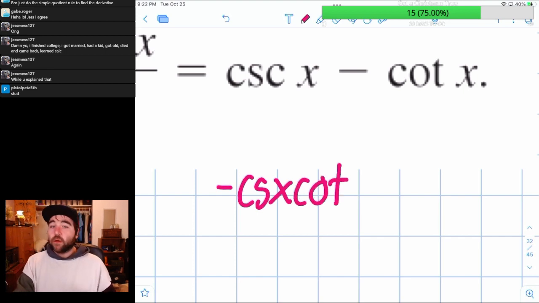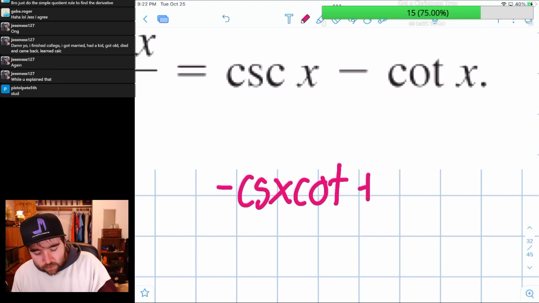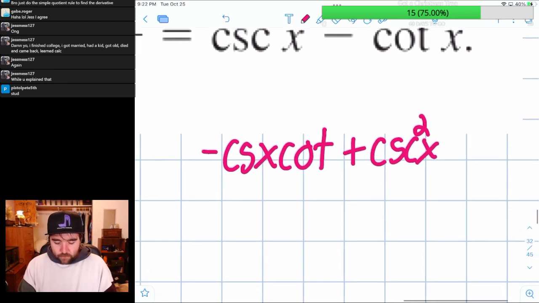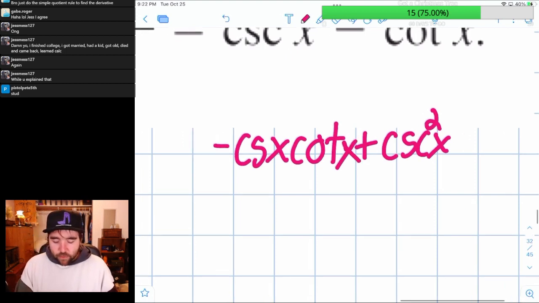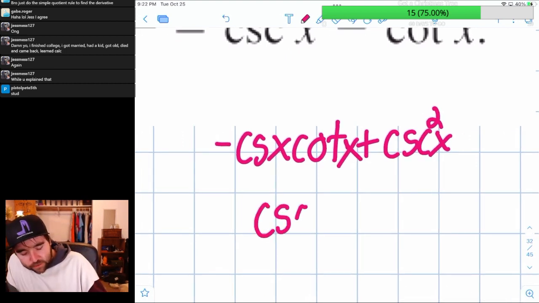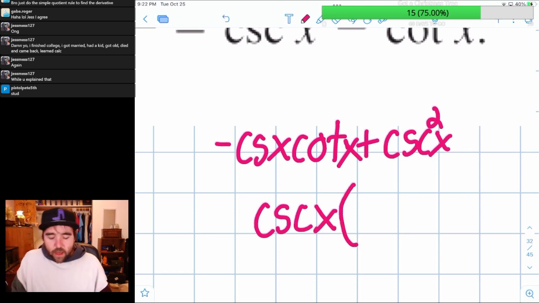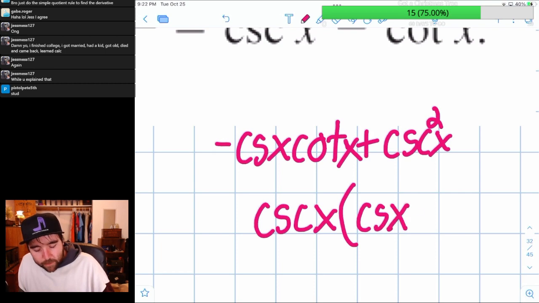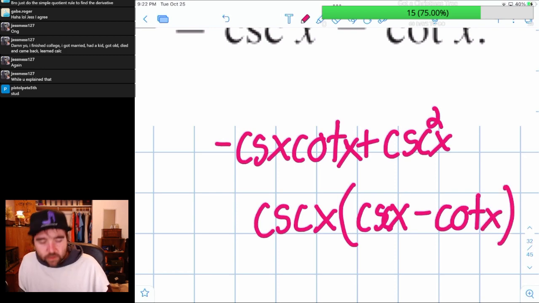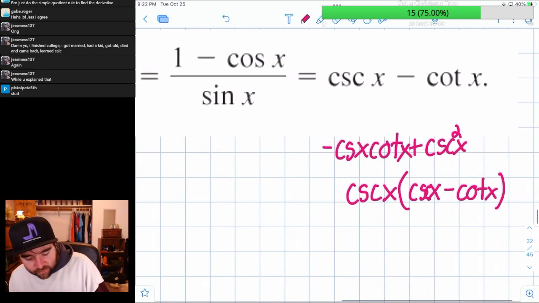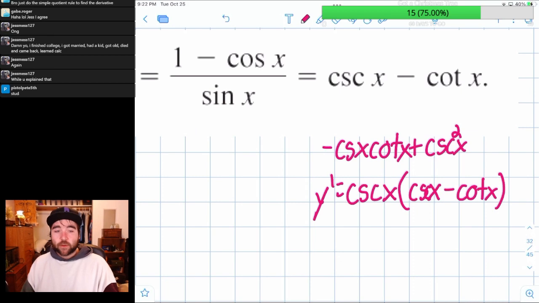The derivative of cotangent of x is negative cosecant squared. So if we're doing minus, those negatives are going to cancel. So it'll be plus cosecant of x squared. And then if we wanted to, just to make it a little nicer, we could factor cosecant of x out and then flip them around. So we're going to have cosecant of x times cosecant of x minus cotangent of x. So that's the derivative. That's what we're going for.